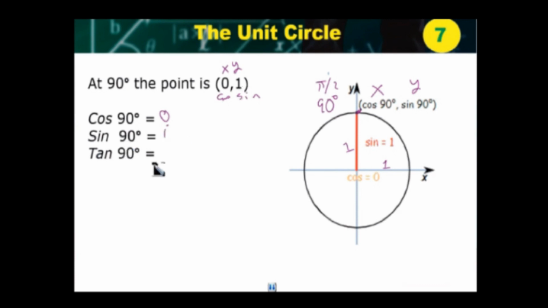And tangent. Okay. Tangent, that's sine over cosine. I'm going to write it down here. Okay. Well, what was my sine? 1. What's my cosine? 0. Oh, that's not a good thing. So it's 1 over 0. Really sad, please. Because it's undefined. There's no value for 1 over 0. We don't have a value for that. So that's why tangent 90 is undefined. Okay. Tangent 90 is undefined.